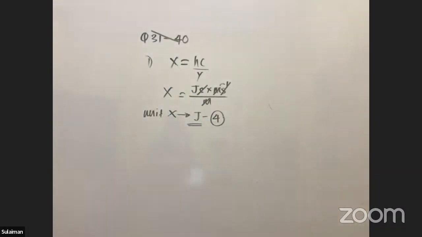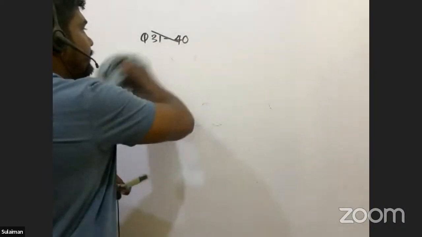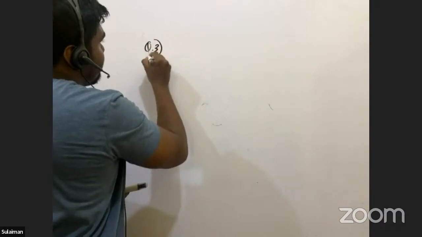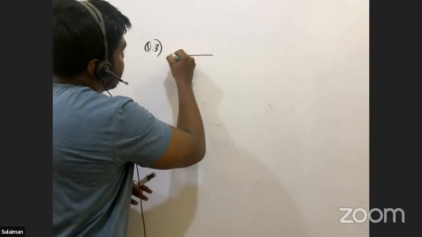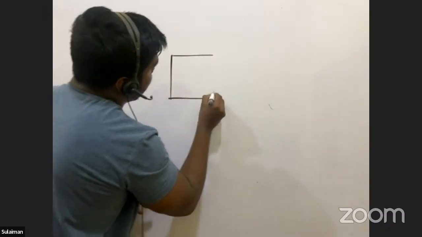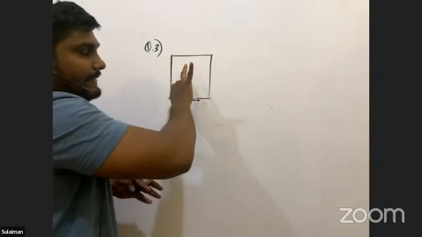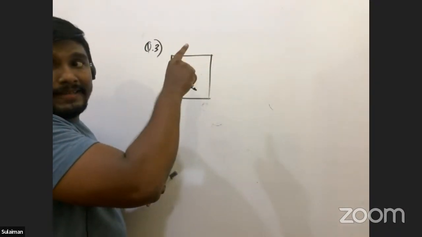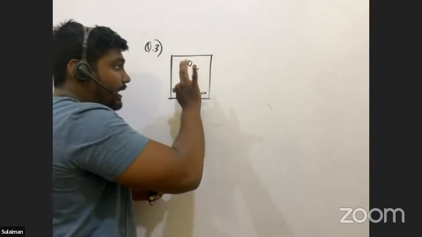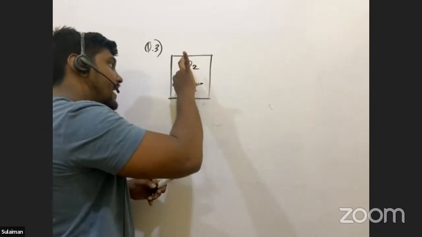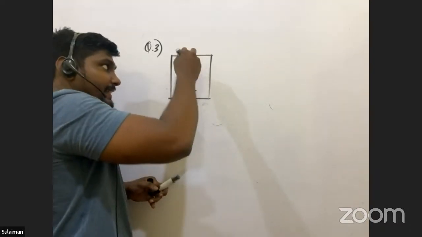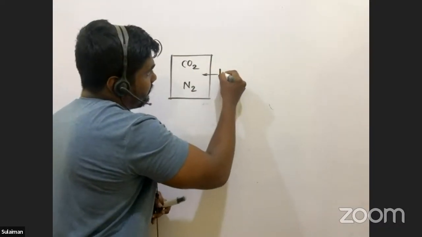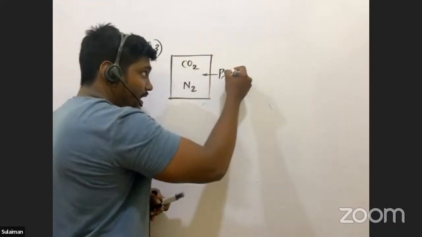Now, in this question number 3, there's a container, right? Now, in this container, there are two gases. One is carbon dioxide, the other one is nitrogen, capital N2. The total pressure inside this container is 1 atm.